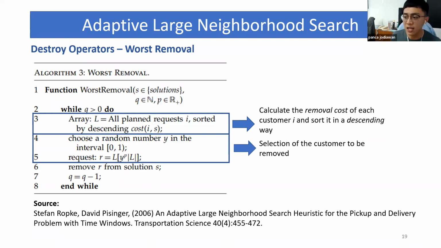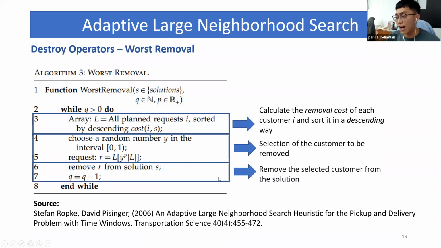Don't worry about this part, the line 5, because you have already seen it in the Shaw removal, right? But we will have a short exercise on how to calculate it. Then after you select the customer, the third step is to remove the selected customer from the solution. So the 3-phase will iterate until the number of customers to be removed has been fulfilled.